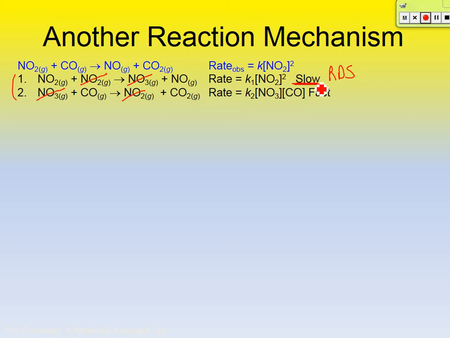All right, and then one final question. Which elementary step determines the rate law of the overall reaction? So which one of these elementary steps is going to determine the rate law for the overall reaction? Well, the rate law for the overall reaction is given right here, so that should be pretty easy. It looks exactly like the rate law for the first reaction, and that's because the rate law is determined by the rate determining step. It's going to be the same for the overall reaction.